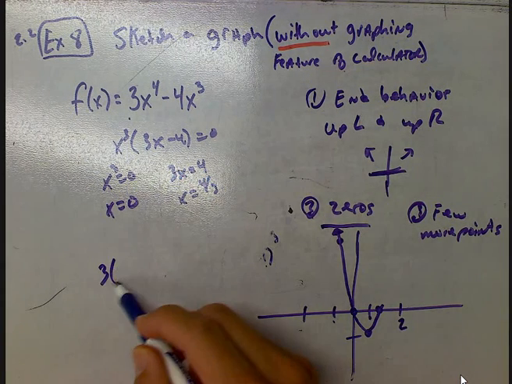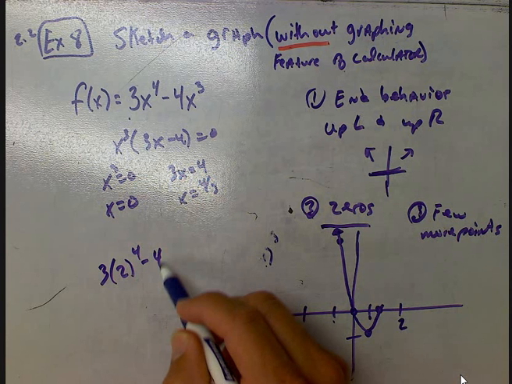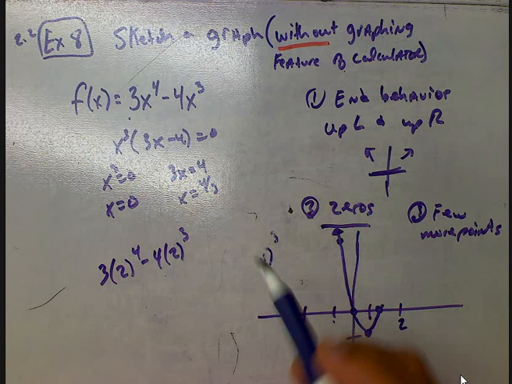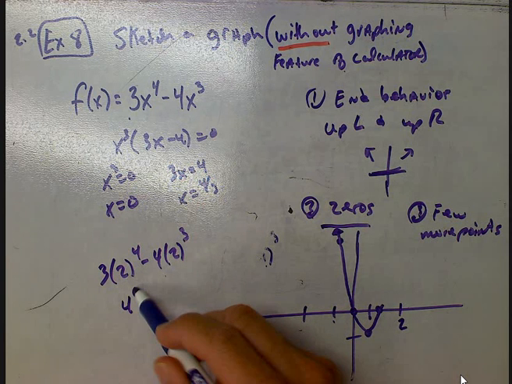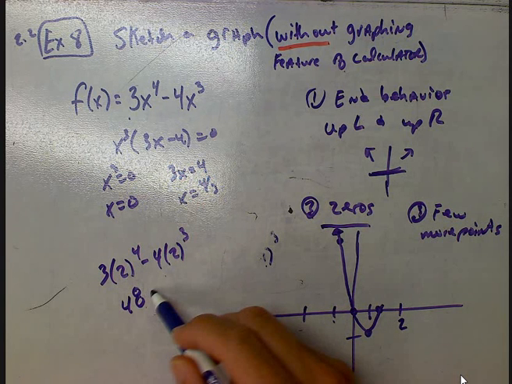Three times 2 to the 4th minus 4 times 2 to the 3rd. 2 to the 4th is 16. 3 times 16 is 48. 2 to the 3rd is 8. 8 times 4 is 32. 48 minus 32 is 16. And so it's pretty safe to assume this goes up to the right through (2, 16).